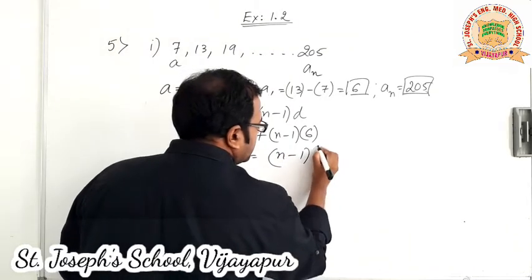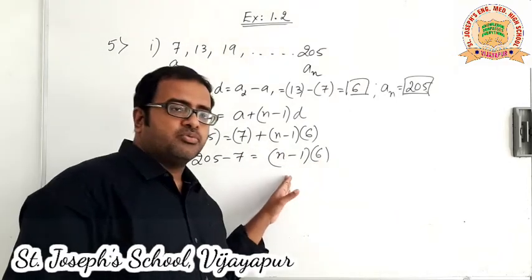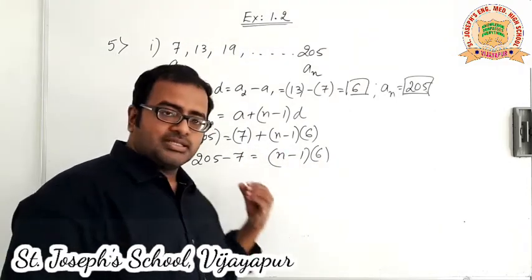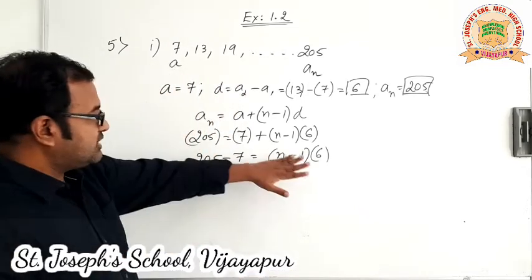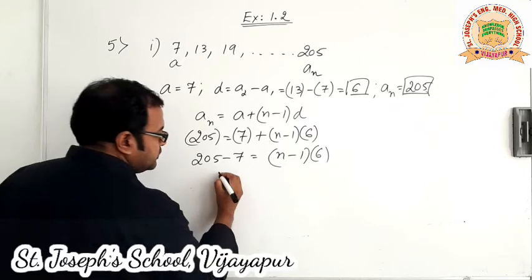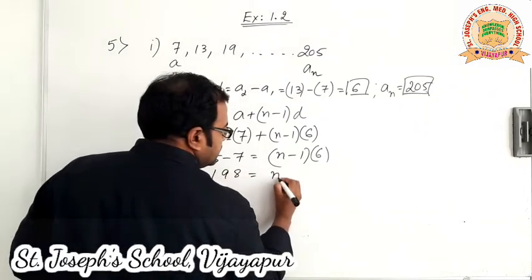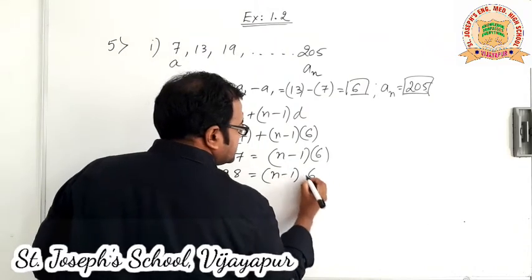Let me remind you once more. You could actually multiply 6 using distributive property and then take the constant to the other side. That's fine. But here I am just saving it for the next step. 205 minus 7 is equal to 198, which is equal to n minus 1 into 6.